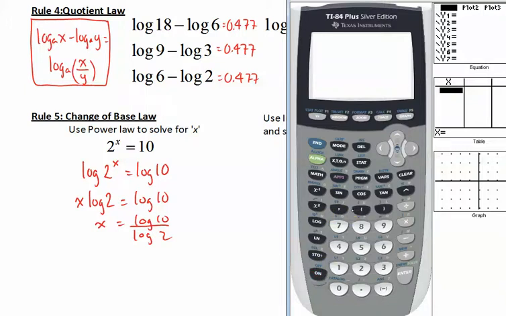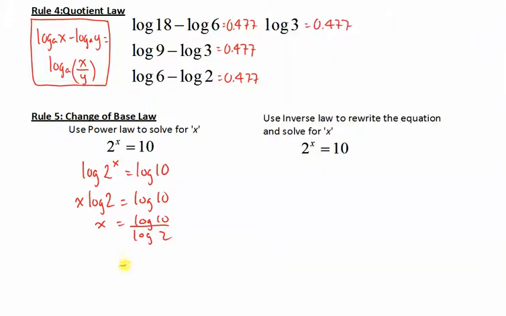It would be log 10 divided by log 2, and I need a bracket. Let me put a bracket in there. There we go. Divide by log 2, bracket. And I get 3.322 approximately. All right. Now, using the inverse law, this is an exponential.